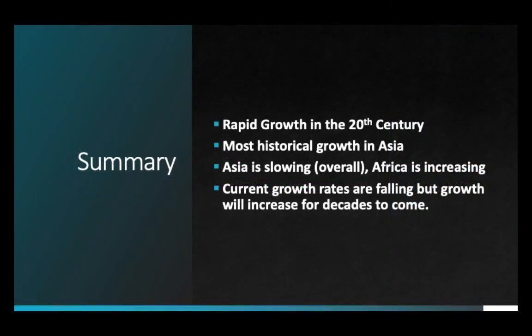Let's put all of this together and summarize what we know. The world experienced rapid population growth in the 20th century. Most of that historical growth was in Asia, but now absolute growth rates in Asia are slowing, while those in Africa are increasing. Relative growth rates all over the world are either stable or falling. So things are changing, but we do know that growth will continue in the total human population for the next few decades. As we'll talk about in one of the next videos, the period of time from 1950 to 2100, however, remains very uncertain. But we'll leave that for one of the next videos.